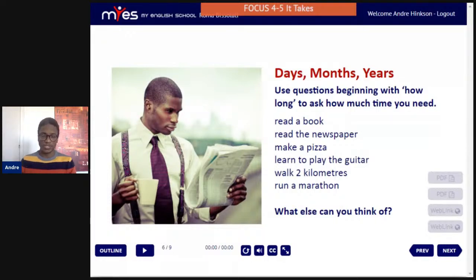Yeah. So how long does it take to read the newspaper? Now, for me, it takes a few minutes, maybe about 5 minutes to read the newspaper.